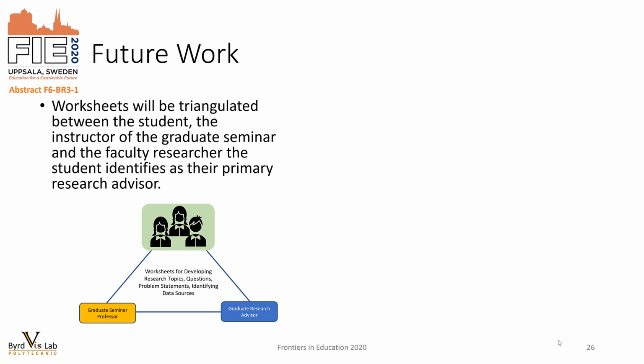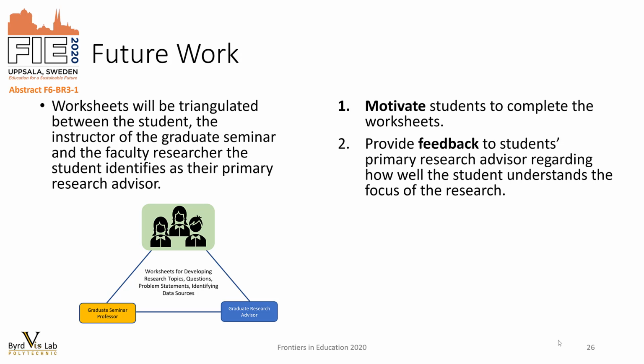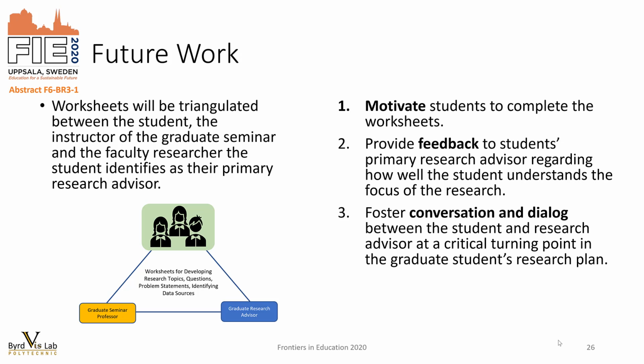Future work will include the ability to triangulate between the student and instructor of the graduate seminar and the faculty researcher the student identifies as their primary research advisor. This will help to motivate students to complete the worksheets, provide feedback to students' primary research advisor regarding how well the student understands the focus of the topic or the research, and foster conversation and dialogue between the student and research advisor at a critical turning point in the graduate student's research plan.